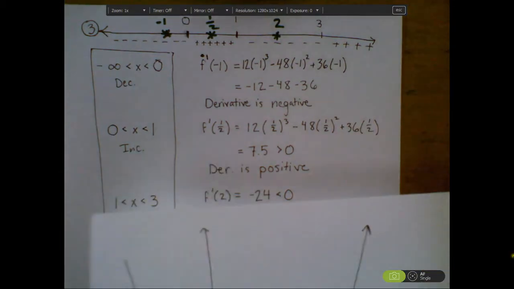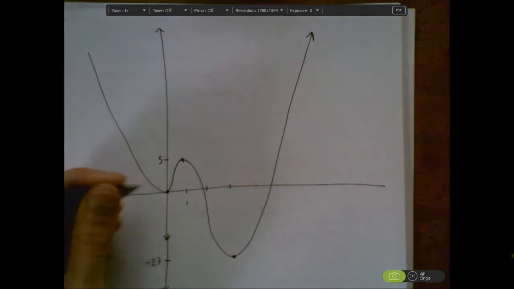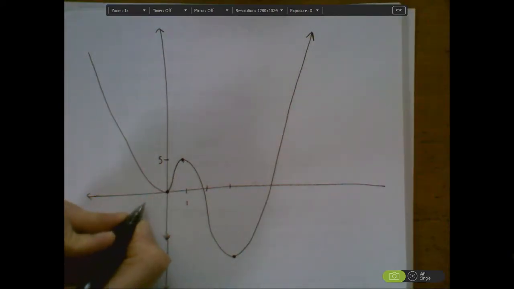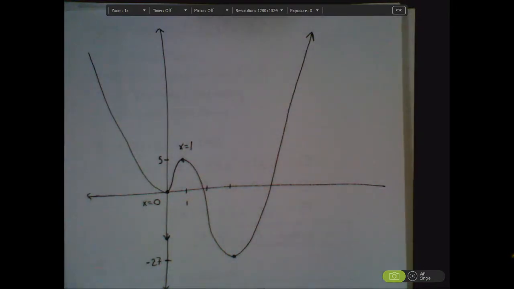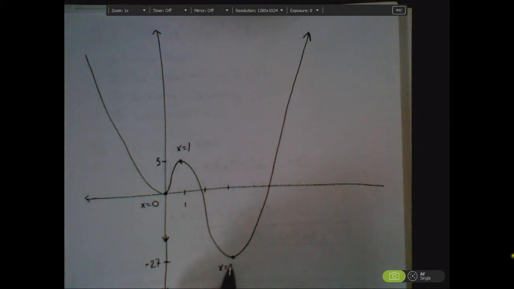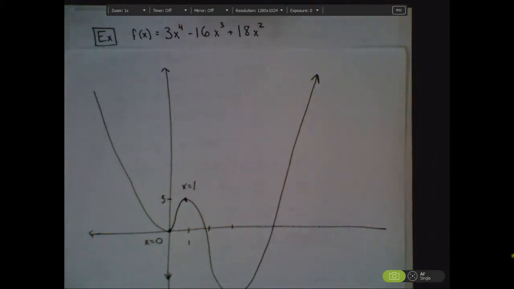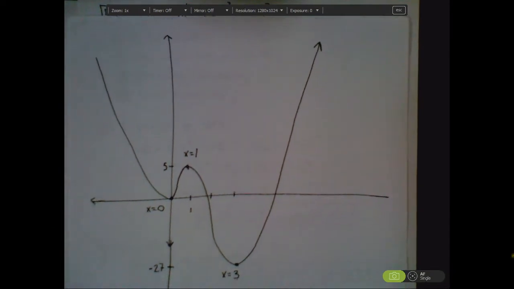And given all the work that we've done, we've already found them. We know that they are where our critical points are. And we see that we have a local min at x equals 0. We have a local max at x equals 1. And we have another local min at x equals 3. And this is our evaluation of this function.